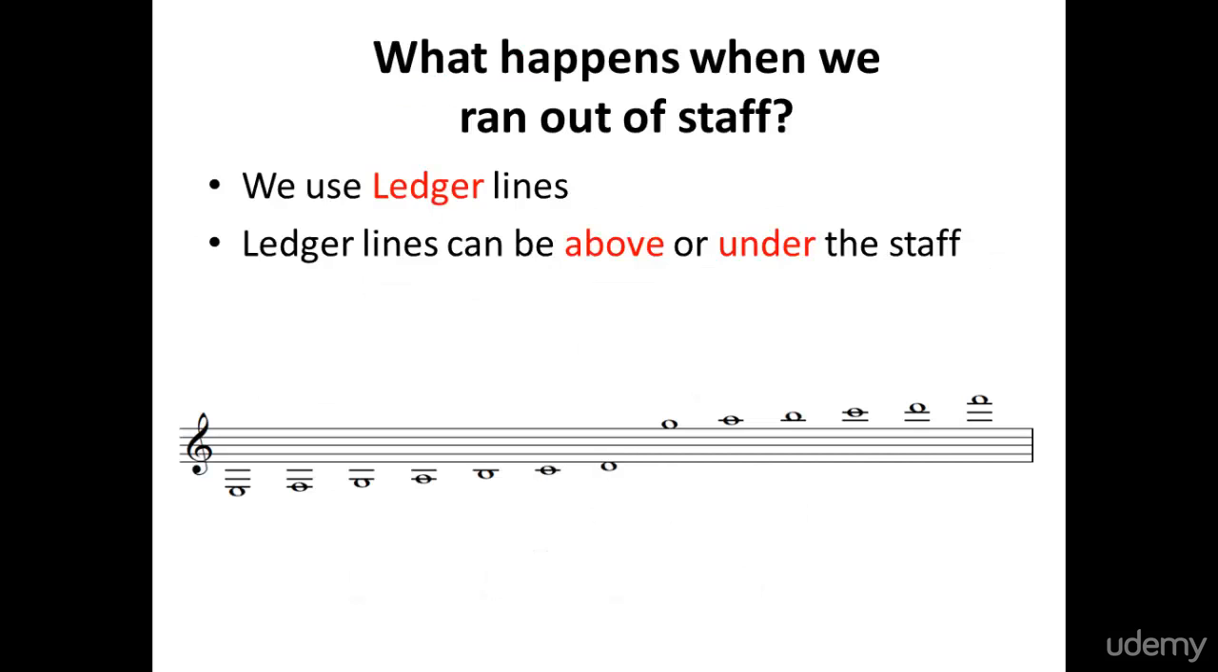So what happens when we run out of staff? Obviously 5 lines and 4 spaces, that's 9 notes. It's not enough to cover all the guitar. So we use ledger lines, and ledger lines can be above or under the staff. So we draw additional lines if we need to. Okay, they don't have to be there all the time. We just add them if we need to.